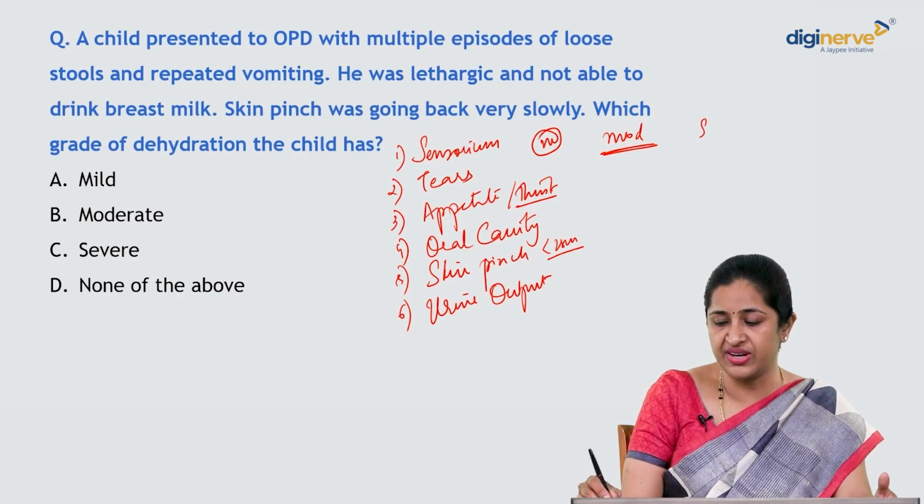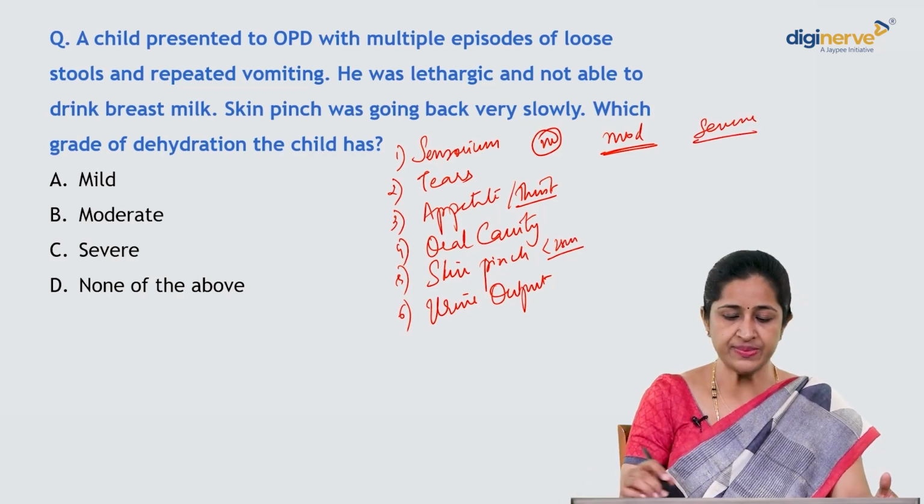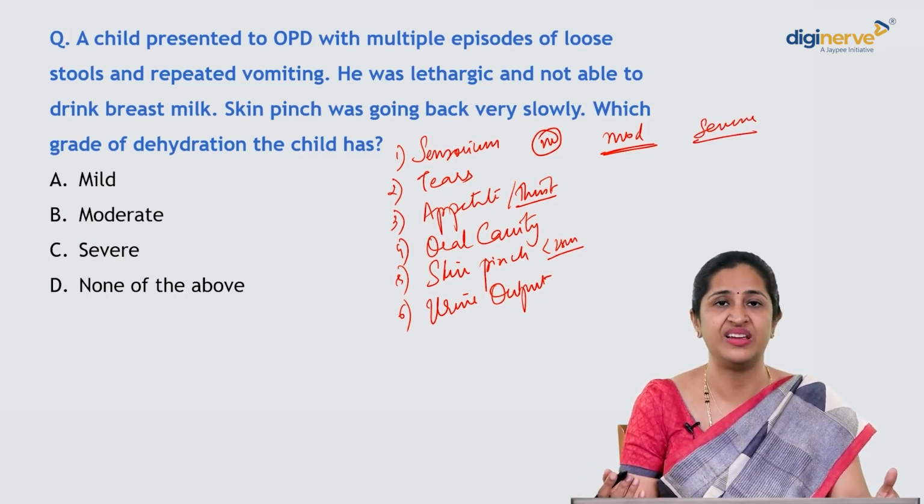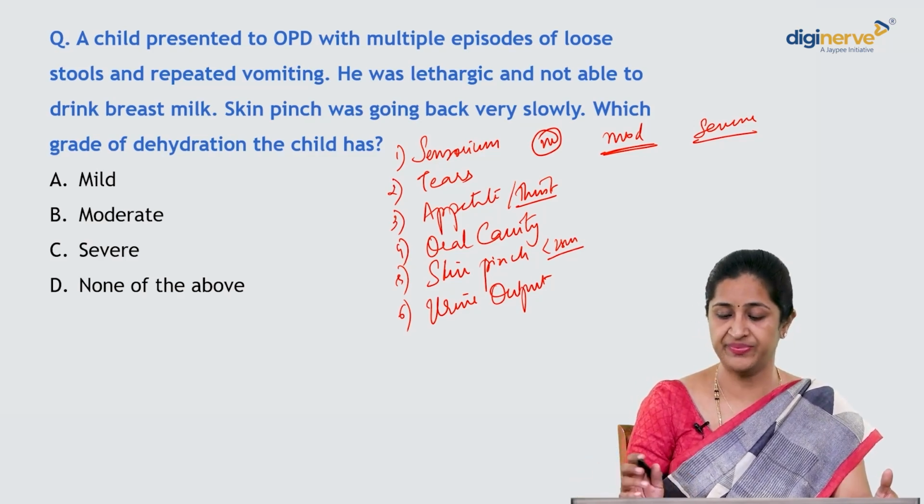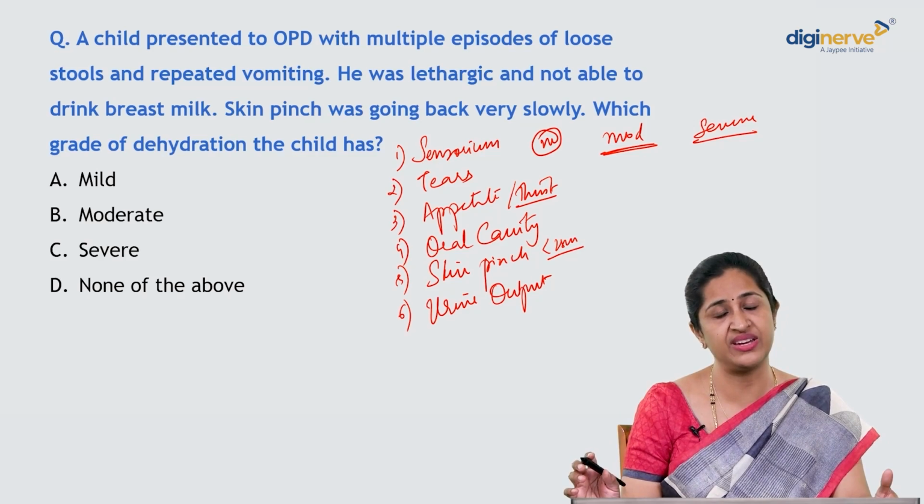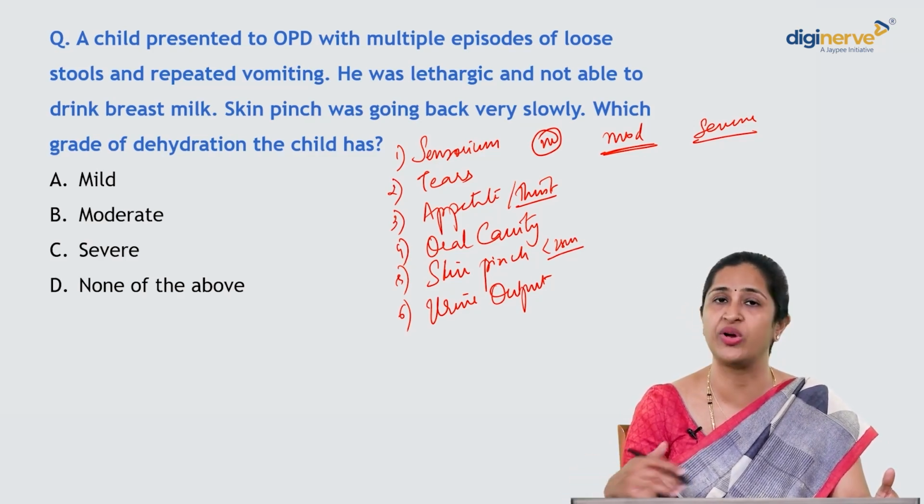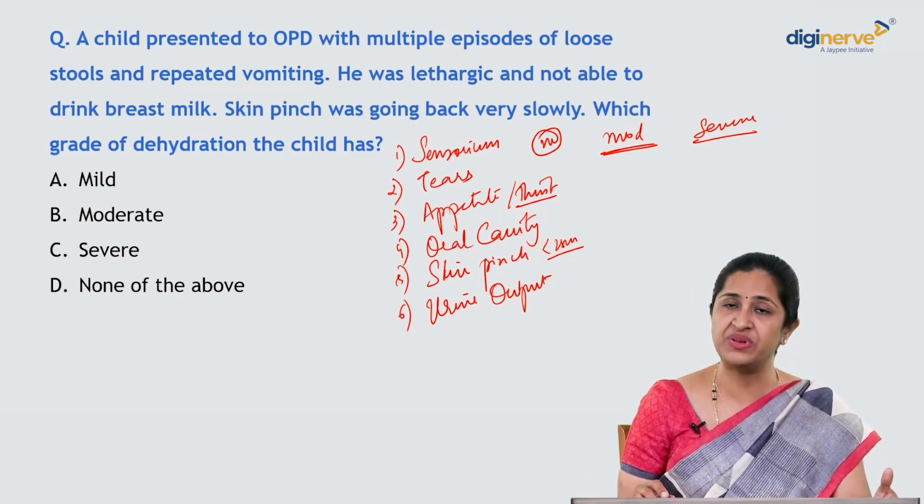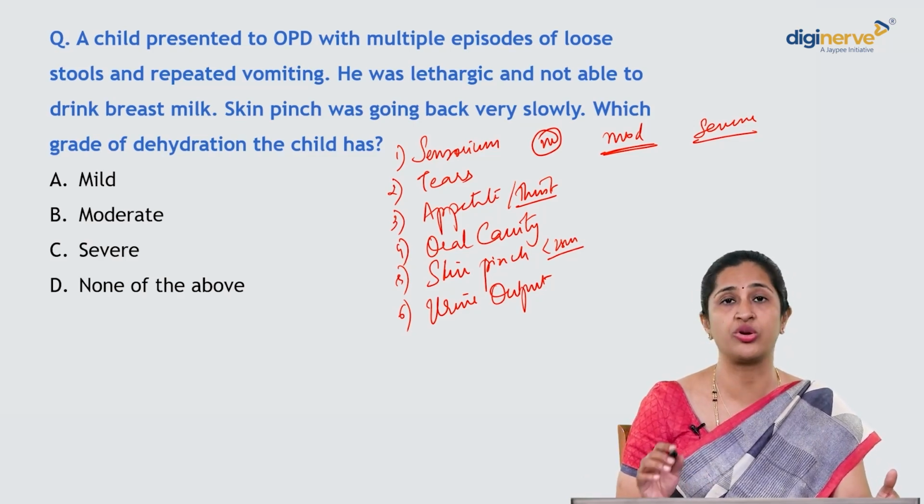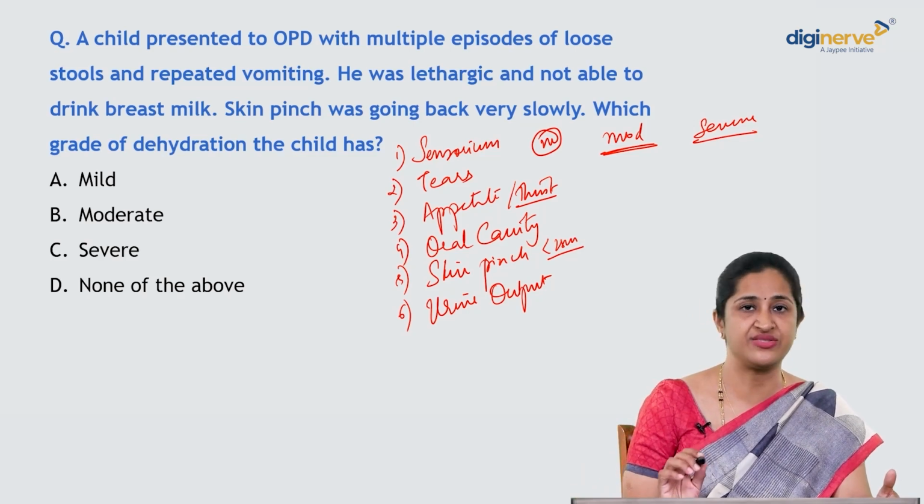Now coming to severe dehydration, sensorium: the child is dull, lethargic, maybe even unresponsive. Tears are dry. Thirst: the child does not feel like eating or drinking, does not show any interest in thirst. Oral cavity dry. Skin pinch goes back very slowly. Urine output is reduced. These are signs of severe dehydration.